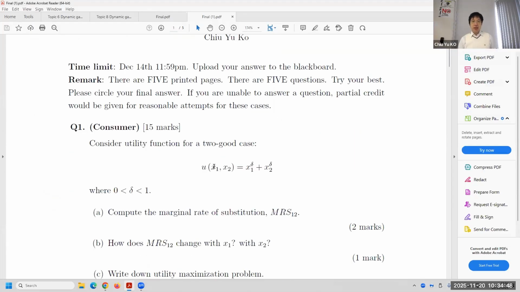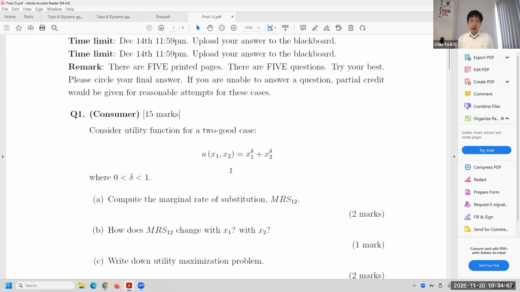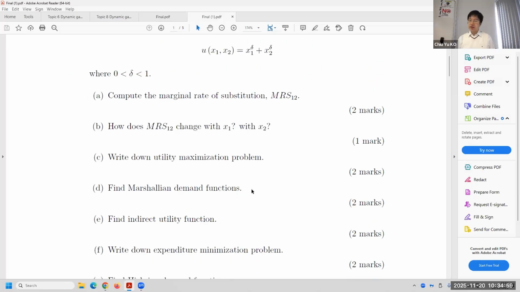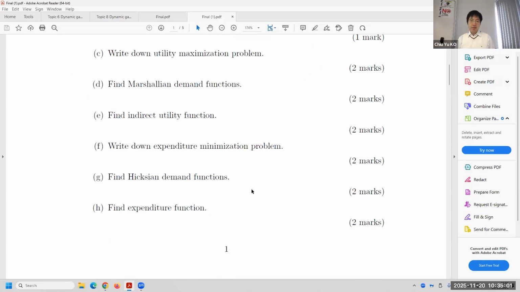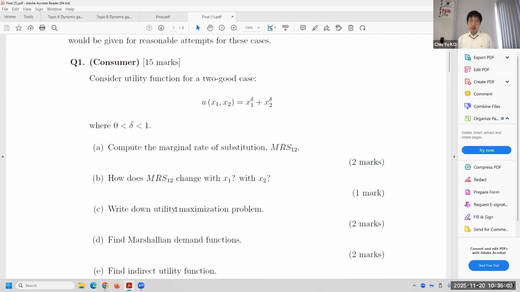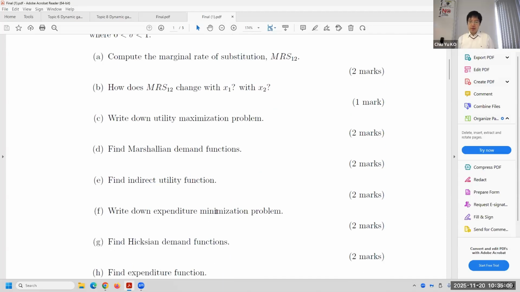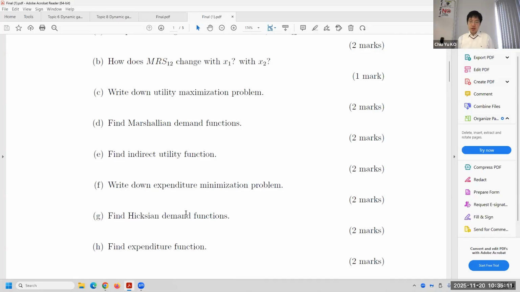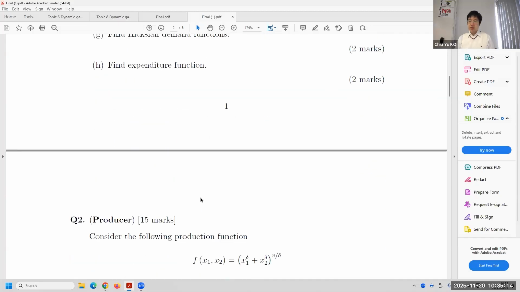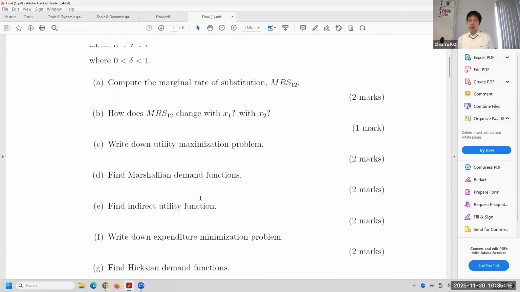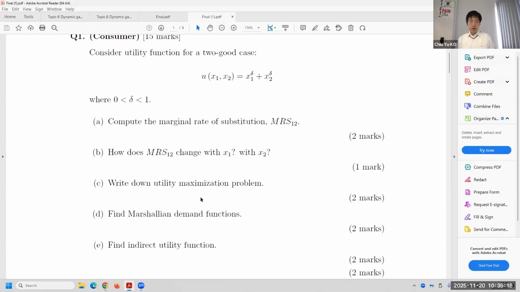So what I do is I have 5 questions, but I think this year I only have 4 questions. Okay. And question 1 is about the consumer. I give you the utility and then compute everything. Compute your MRS, solve the utility maximization problem, do the Marshallian demand and indirect utility, do the expenditure minimization problem, solve the Hicksian demand and expenditure. Right. So there's something I think I asked already in the problem set.